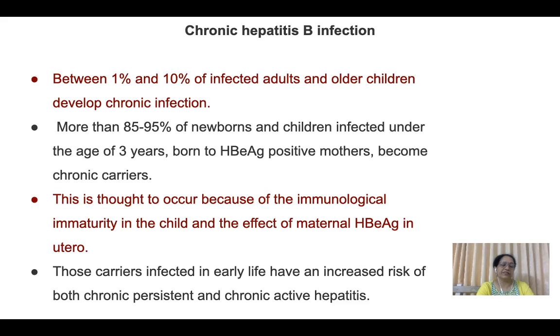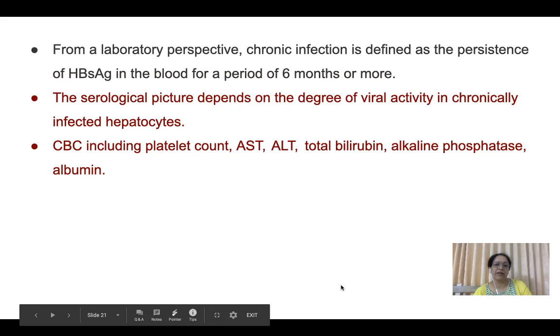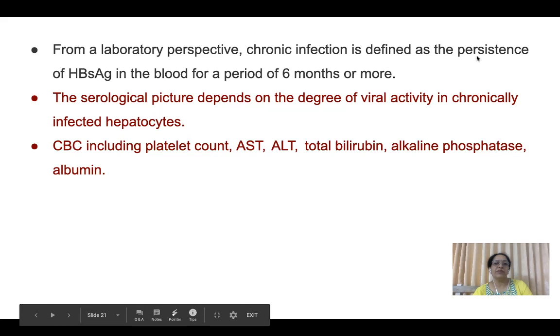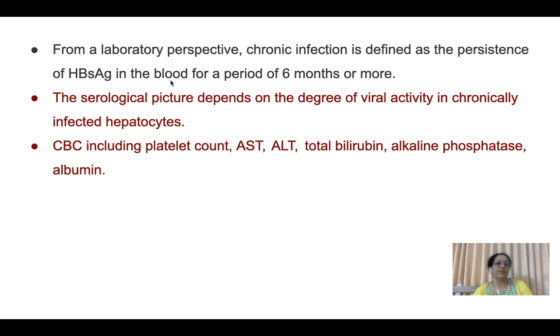in the uterus. Those carriers infected in early life have an increased risk of both chronic persistent and chronic active hepatitis. From a laboratory perspective, chronic infection is defined as the persistence of HBs antigen, that is surface antigen, in the patient's blood for a period of 6 months or more. The serological picture depends on the degree of viral activity in chronically infected hepatocytes.